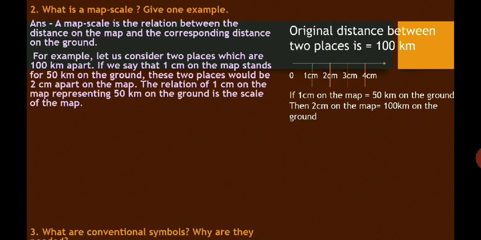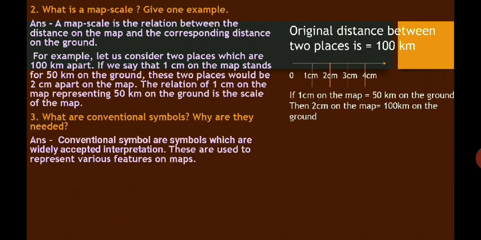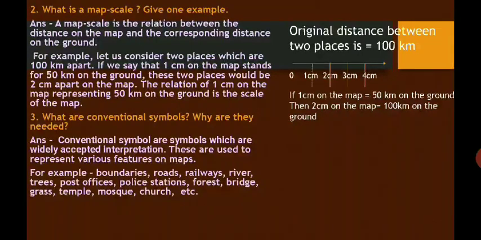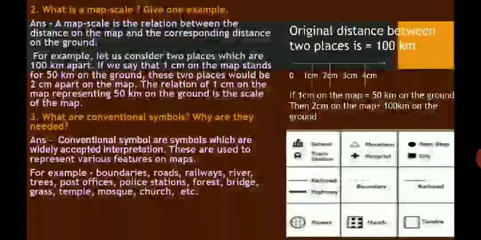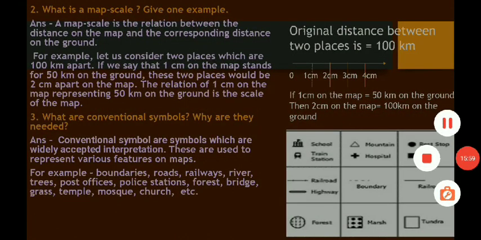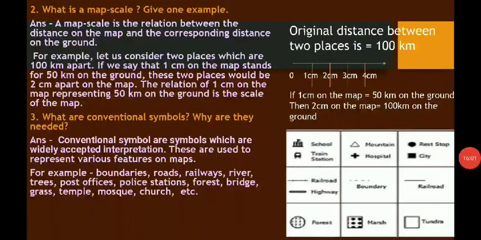Okay, next is, what are conventional symbols and why are they needed? Conventional symbols are symbols which have a widely accepted interpretation. These are used to represent various features on maps. They are widely accepted, meaning they do not differ from locality to locality or region to region. It is accepted internationally. So these are used to represent various features on maps.